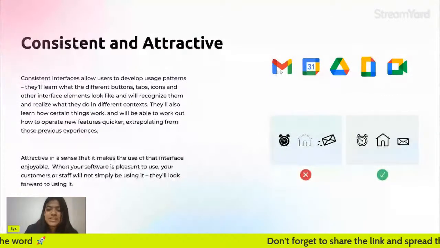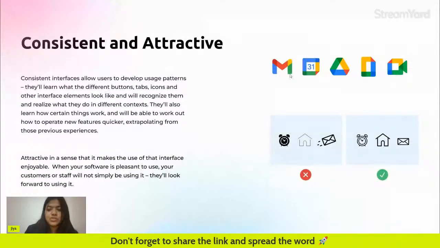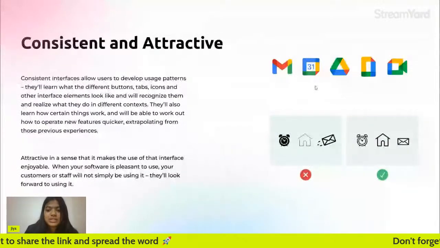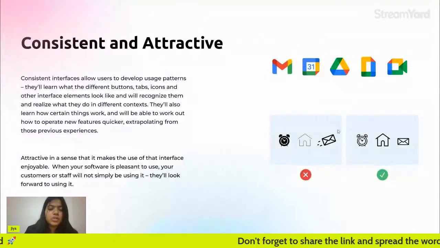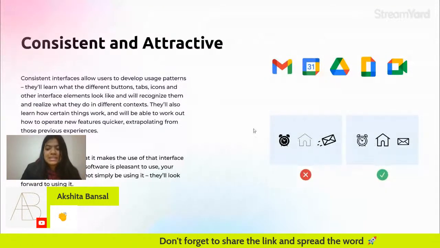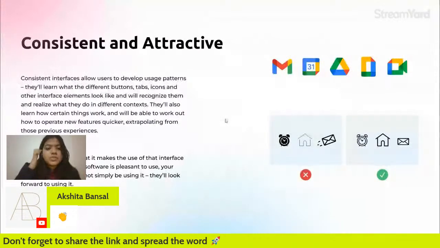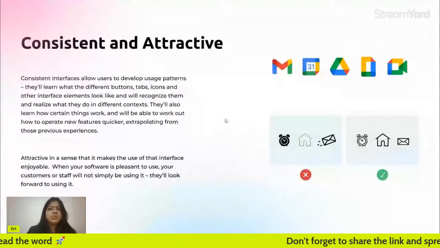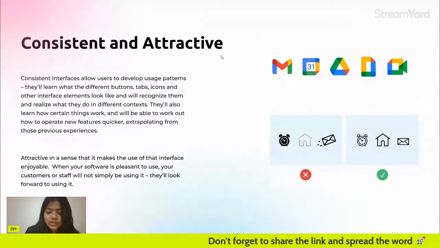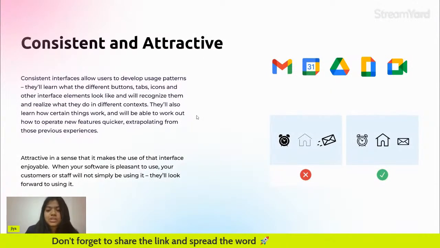And just look at this example. Google uses the same type of color combination for every icon, for Gmail, for Drive, for Meet, right? And similarly in this example here also. And if I talk about attractive, many people confuse attractiveness with adding more shiny things and more elements. No, that is not the thing. A very simple UI can also be attractive. Okay, let me give you an example.